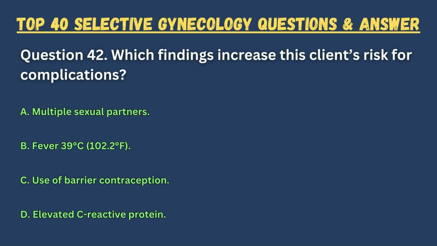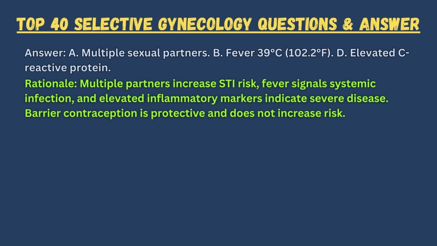Question 42. Which findings increase this client's risk for complications? A. Multiple sexual partners. B. Fever 39 degrees C, 102.2 degrees Fahrenheit. C. Use of barrier contraception. D. Elevated C-reactive protein. Answer: A. Multiple sexual partners. B. Fever 39 degrees Celsius, 102.2 degrees Fahrenheit. D. Elevated C-reactive protein. Rationale: Multiple partners increase STI risk, fever signals systemic infection, and elevated inflammatory markers indicate severe disease. Barrier contraception is protective and does not increase risk.